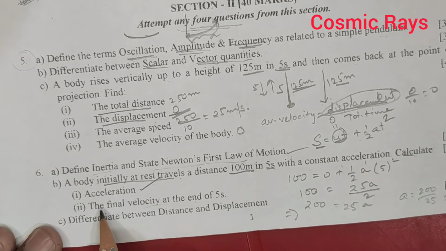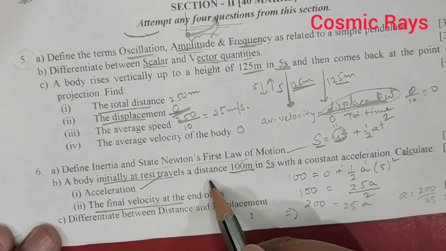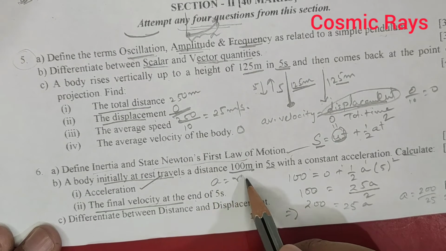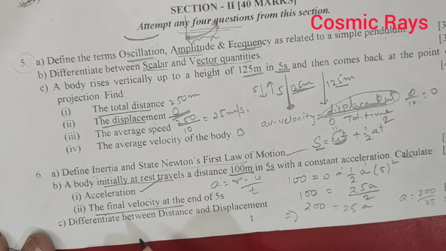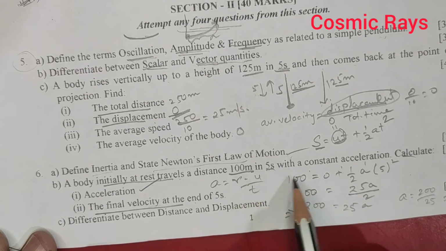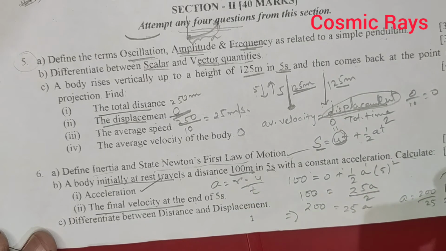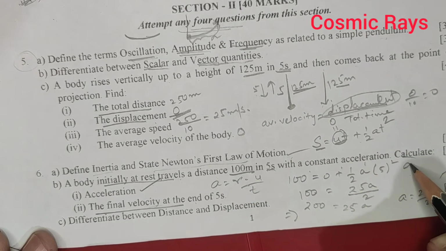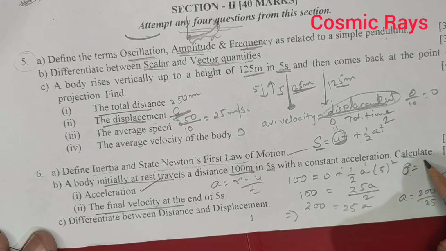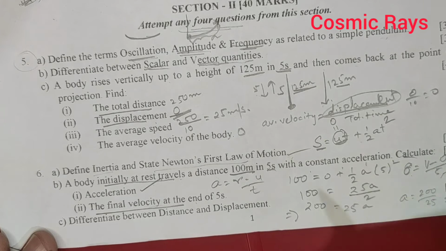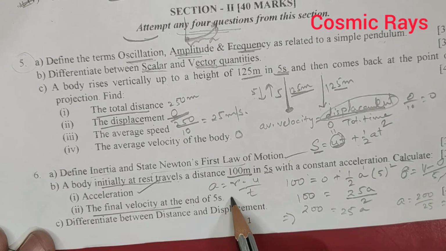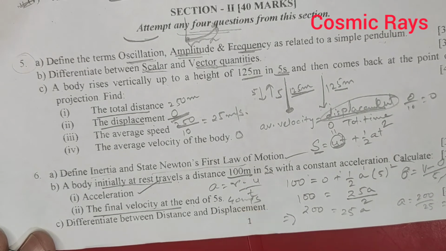Once you know the acceleration, final velocity can be found using the formula acceleration is equal to v minus u upon t. Just put it in, you will get 8 is equal to v minus 0 upon 5. So you will get the final velocity as 40 meter per second.